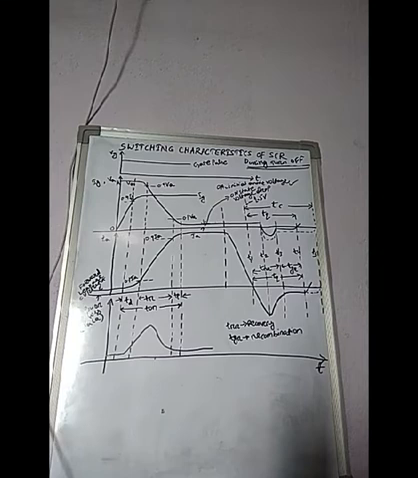Okay, so the dynamic process of SCR from conduction state to forward blocking state is called the commutation process or turn off process. So the turn off of a thyristor is mainly called the commutation process, and this is a dynamic process where the thyristor switches from conduction state to forward blocking state.